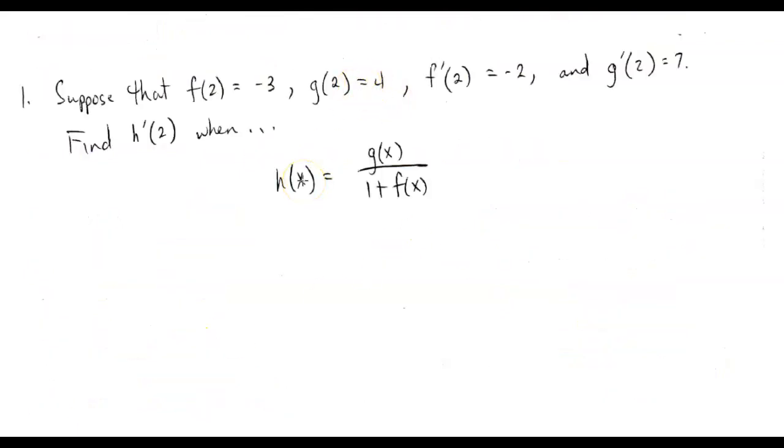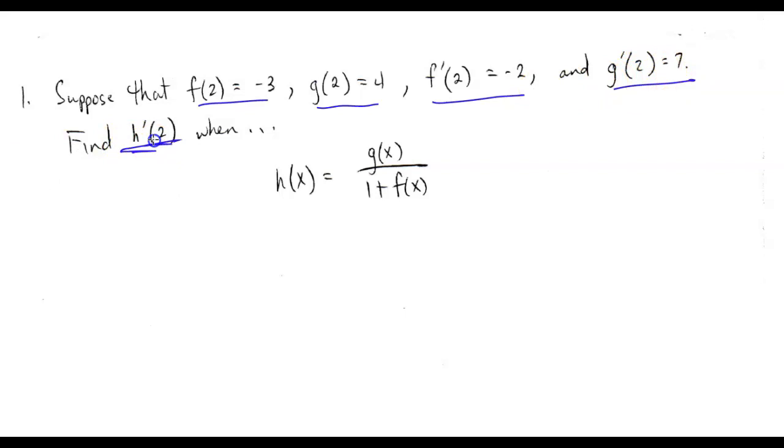All right, so for our last two examples here, we're given information about two functions, and what we want to do is find out the derivative of that function at a particular x value. And so here we are given how the function is defined. So we see that h of x is equal to g of x divided by 1 plus f of x. And we're given that f of 2 is equal to negative 3, g of 2 is equal to 4, f prime of 2, or the derivative of f evaluated at 2, is negative 2. The derivative of g evaluated at 2 is 7, and we're asked to find out what this is.